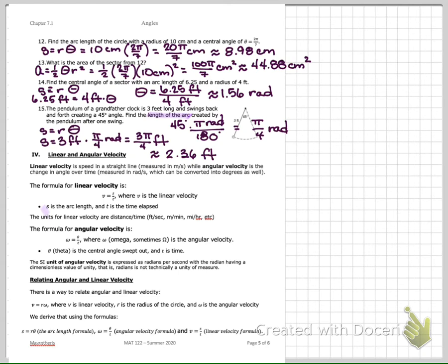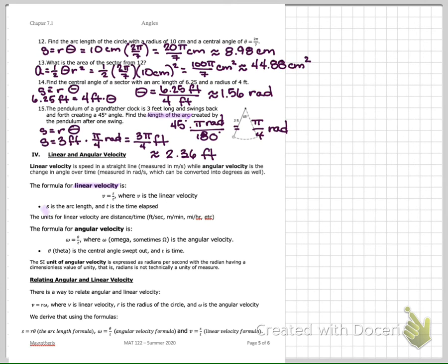So we've got a couple of formulas here that we're going to look at. We've got the formula for linear velocity, so straight line velocity. And that's our v equals s over t. V is the linear velocity, so it's kind of the speed that we're traveling along the outside of a circle. S is the arc length, t is the time elapsed. Whenever we talk about linear velocity, the units are rate, distance over time. So feet over second, feet over minutes, any distance over any measure of time.